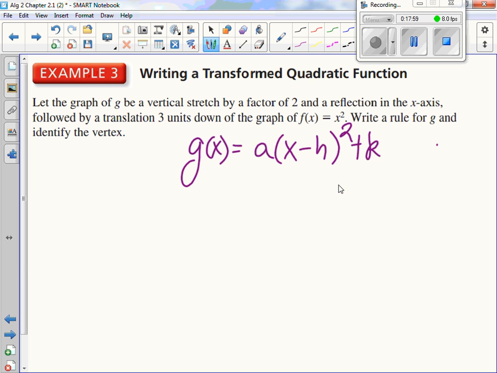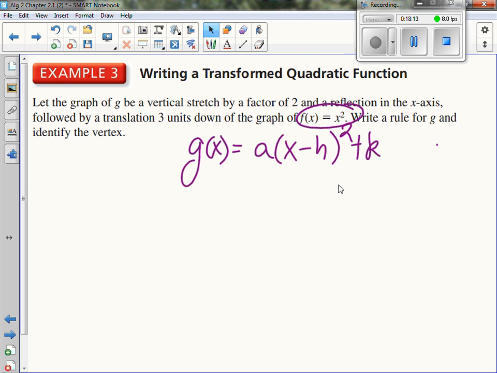So here, we could do something special since it's just x squared. If it wasn't x squared, if we had 2x squared plus 3 or some other terms, we can't do this. We can only do this because it's just x squared, because we're transforming this here. And what we're going to do is I'm going to identify A, H, and K.